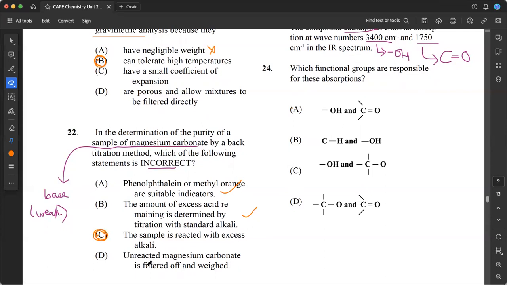Unreacted magnesium carbonate is filtered off and weighed. That is true. So we would do that in gravimetric and in back titration, okay? But this part is not true. You can't react a base with a base. You'd have to use an acid, right? Okay, so 22 is C.